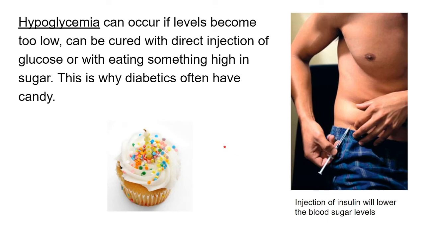Hypoglycemia can occur if your blood sugar levels are too low and can be cured with direct injection of glucose or with eating something high in sugar. That's why diabetics often carry around hard candy. Also, if it's a younger kid, if they can't eat or drink, then definitely call a hospital or an emergency room. But if they are having low blood sugar, a piece of hard candy, some sugary fruit juice, something like that will help to increase their sugar levels.